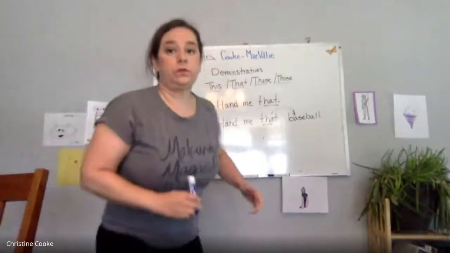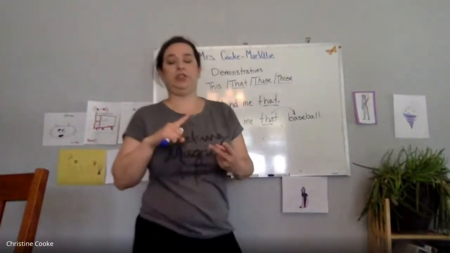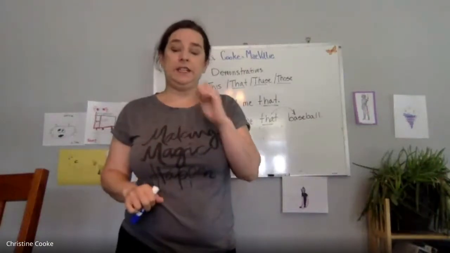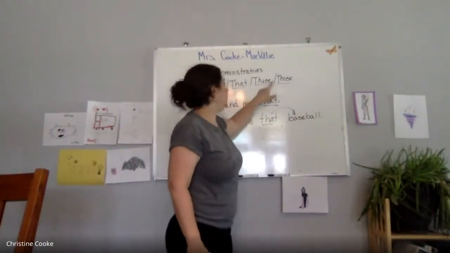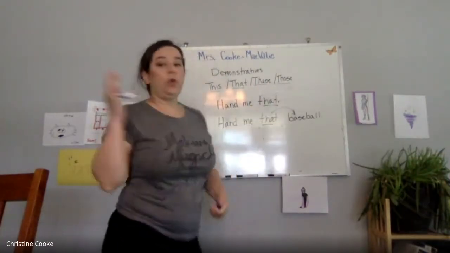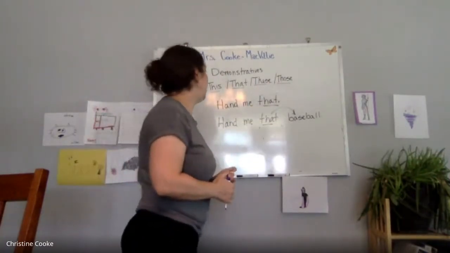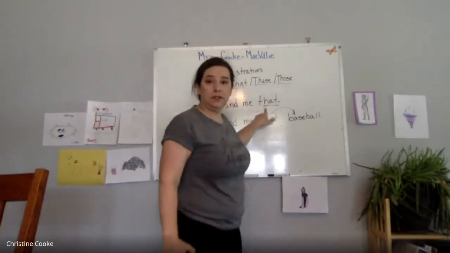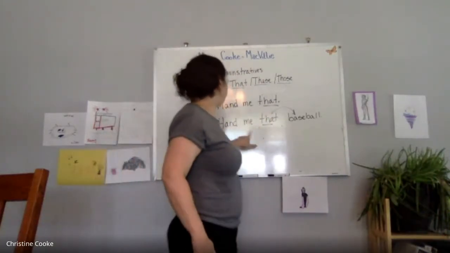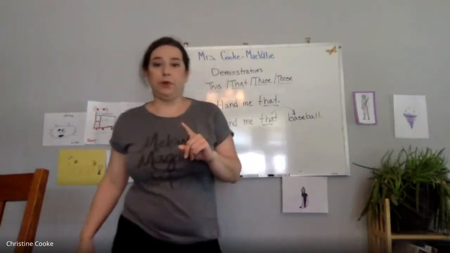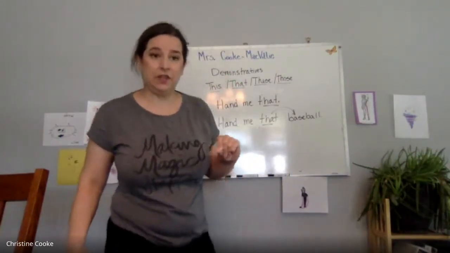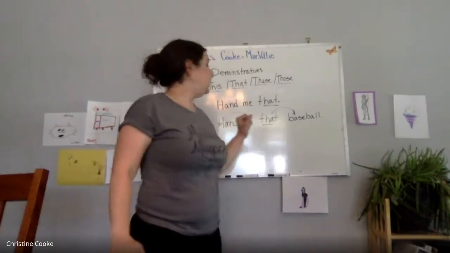All right. So for the pronoun section and adjective section, the trickiest thing is going to be these 4 words. This, that, these, and those. So the problem is you might have a sentence that says, hand me that. Or you might have a sentence that says, hand me that baseball. Now it's the same word, but one is a pronoun and one is an adjective. Can anyone chime in and tell me which one is the pronoun?